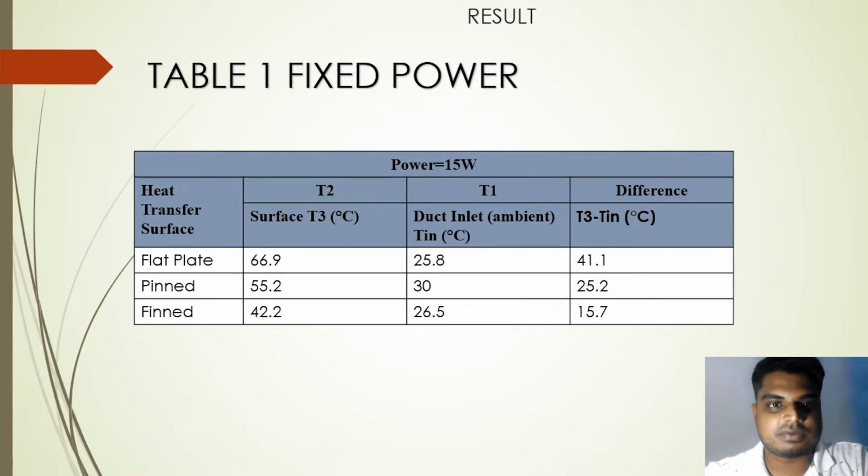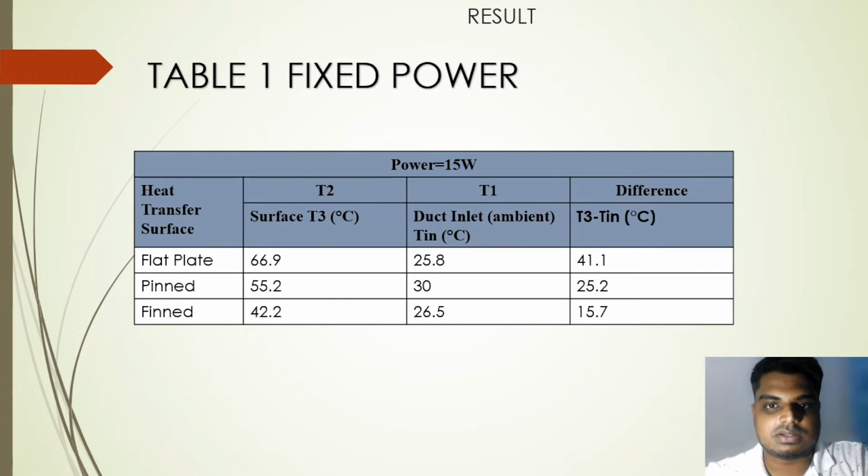This is the fixed power of 15 watt of heat transfer for 3 different surfaces. We have flat plate, pin and fin surfaces. We can see at T2 for surface the flat plate is 66.9 degrees Celsius, pin is 55.2 degrees Celsius, fin is 42.2 degrees Celsius.